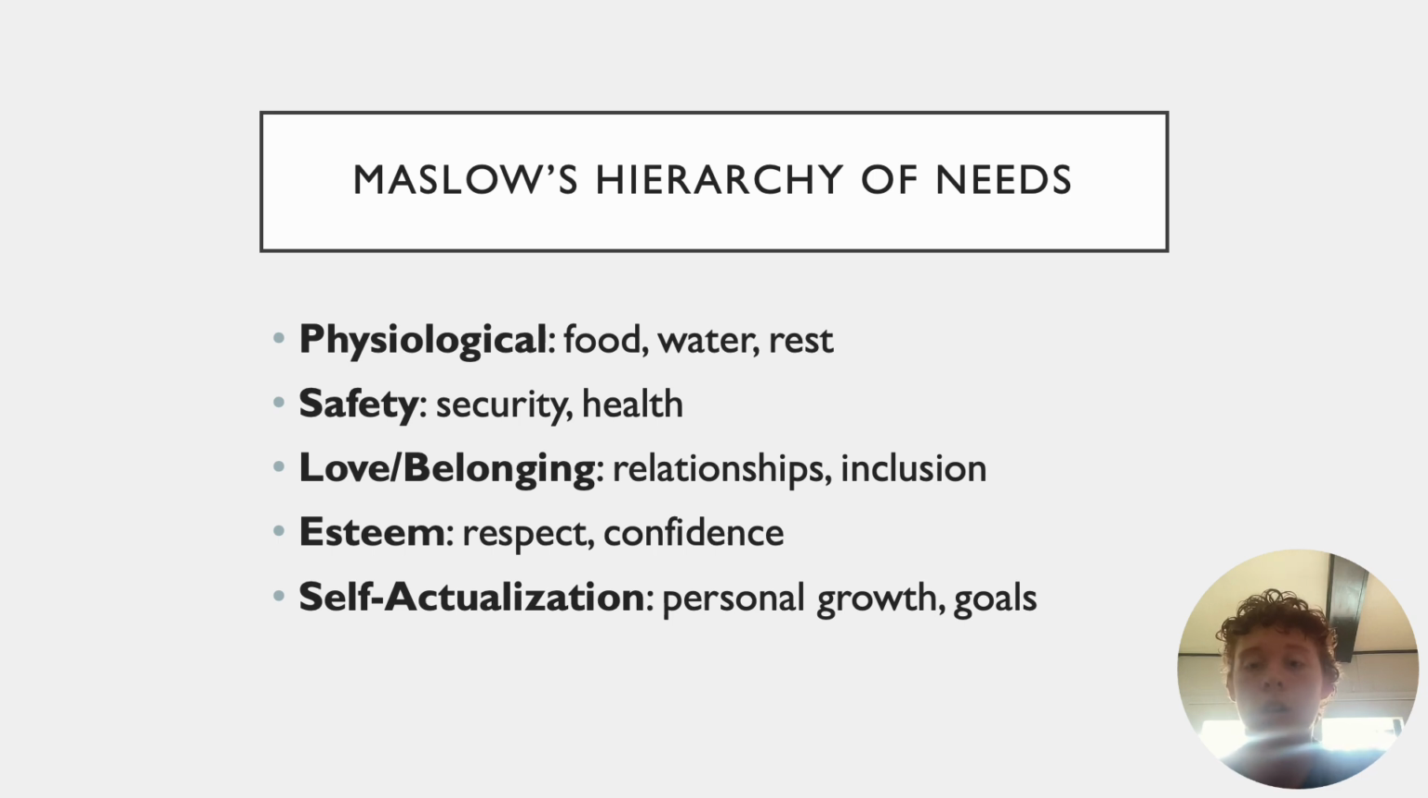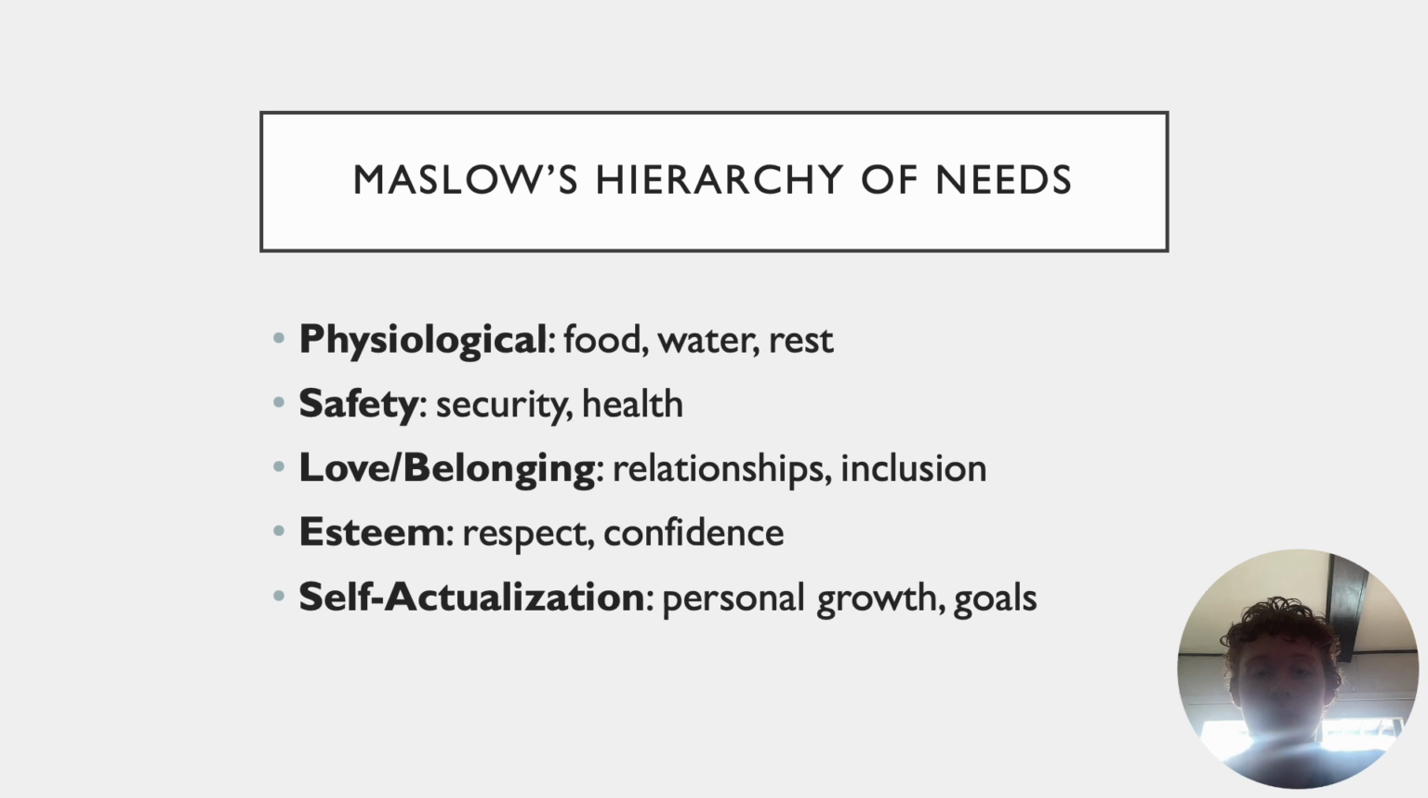This is typically displayed in a pyramid. So, the bottom is psychological, so having food, water, rest, housing, a roof over their heads. That's the base level. The next level of needs for humans is their safety. They want to have security, know that they're safe, nothing's going to happen to them, and especially their health, know that they're going to be healthy and okay.